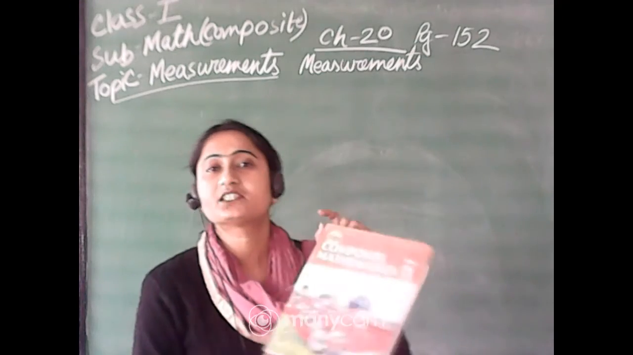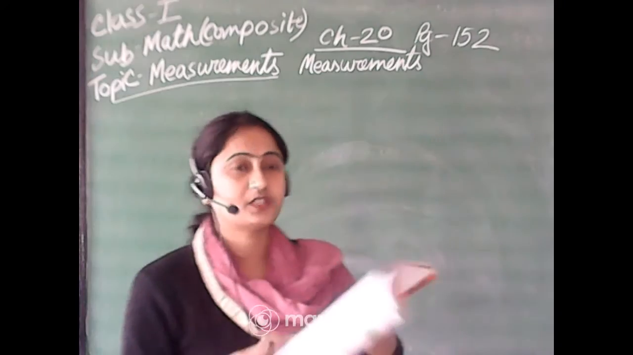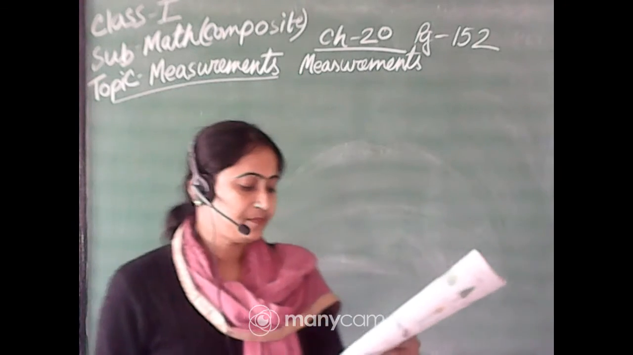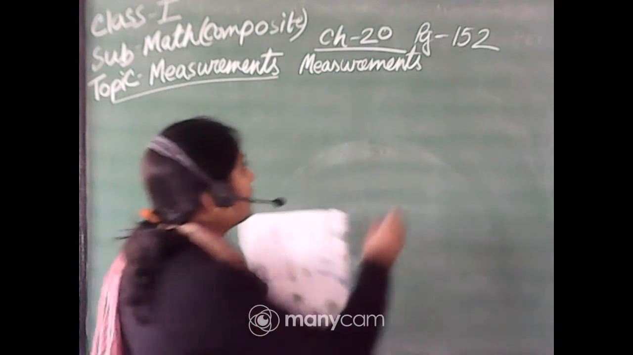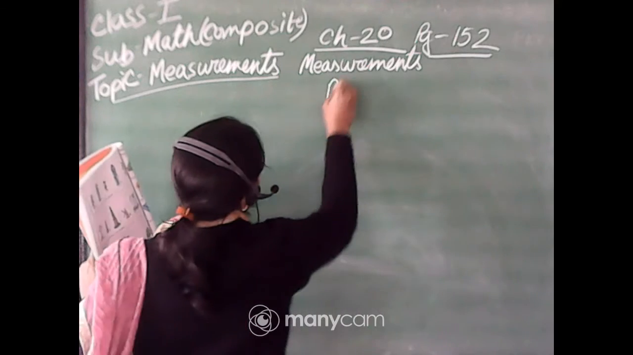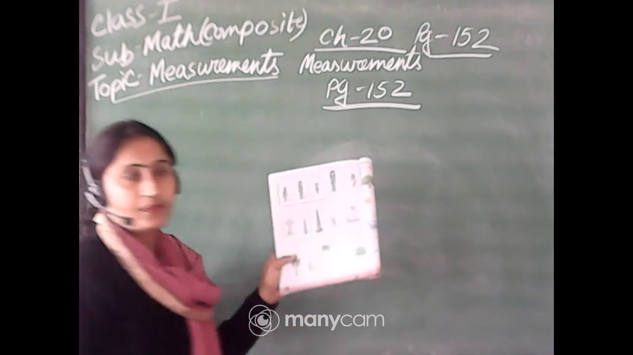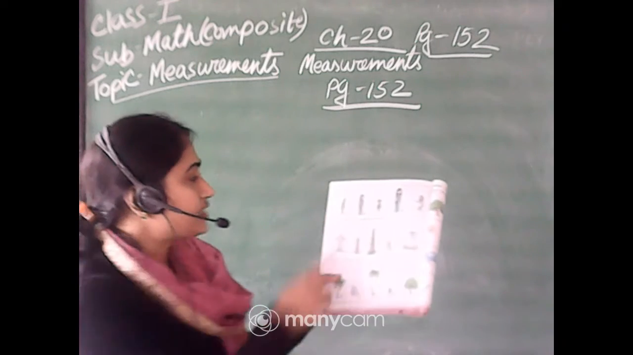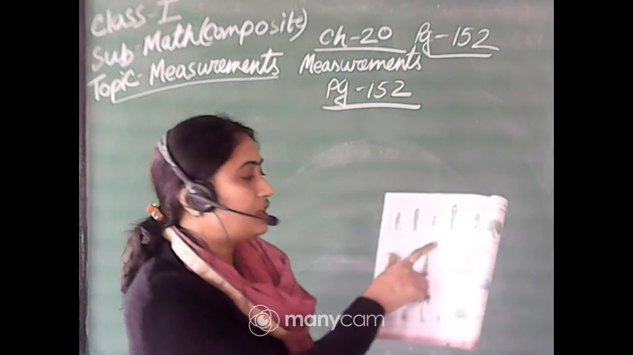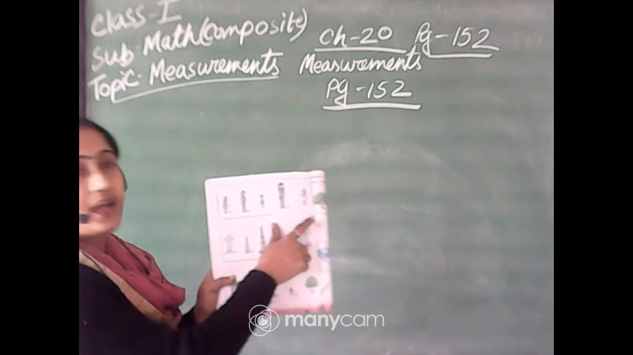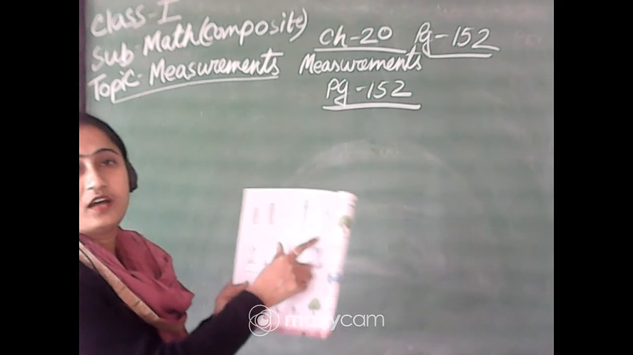So you all please take out this book, the math composite book, and open page number 152. Today we will solve this page. Arrange from the tallest to the shortest. You have to arrange them tallest to the shortest.